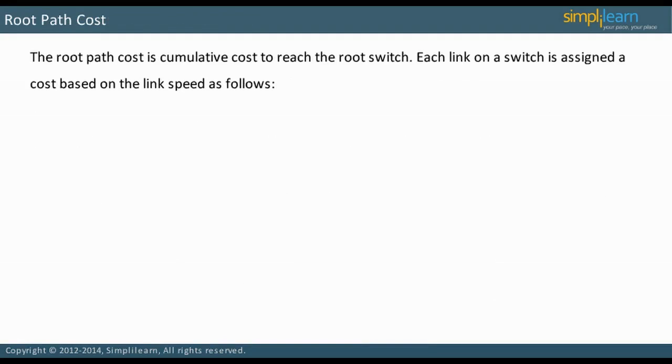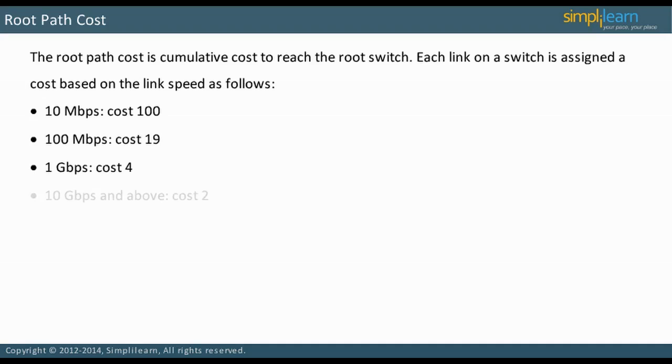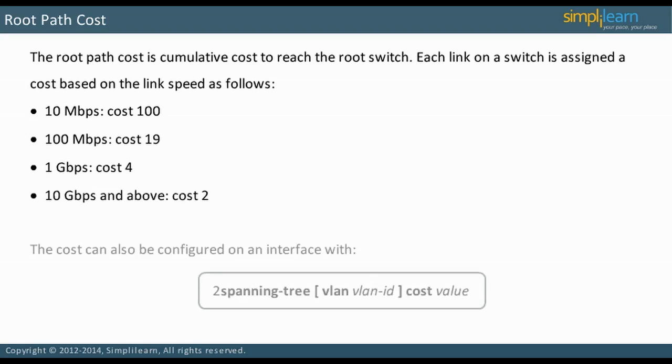The root path cost is the cumulative cost to reach the root switch. Each link on a switch is assigned a cost based on the link speed. 10 megabits per second will cost 100. 100 megabits per second will cost 19. 1 gigabit per second will cost 4. 10 gigabits per second and above will cost 2.